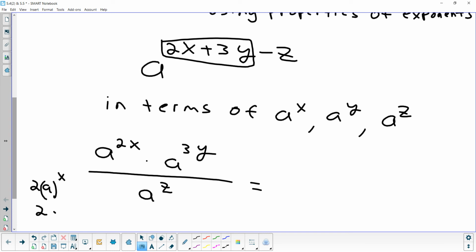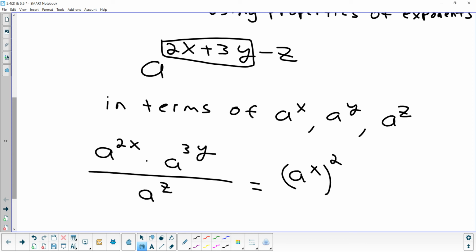So that would give us this. That would just give us 2 times a to the x. It wouldn't give us a to the 2x. So we've got to do something that's going to keep that 2 up in the exponent. Would it be a to the x and then the parentheses to 2? Yeah, so that would be a to the x squared. Right? So now you've rewritten that in terms of a to the x.